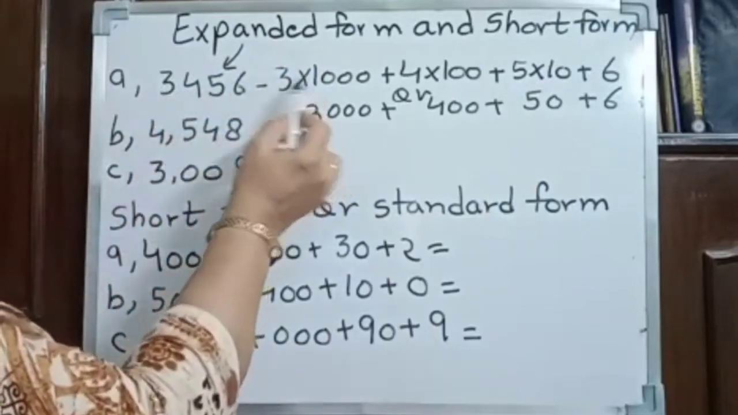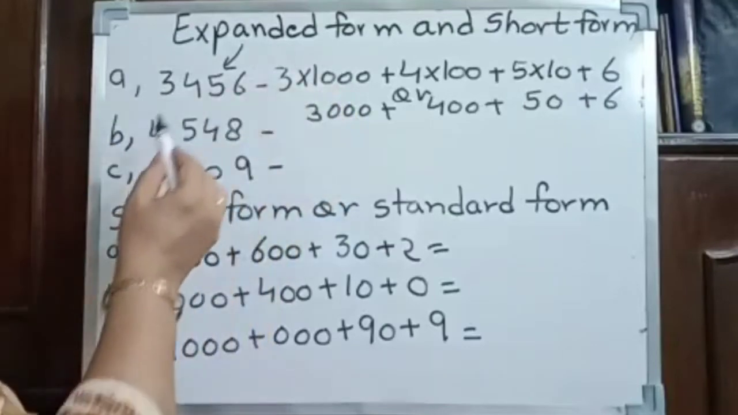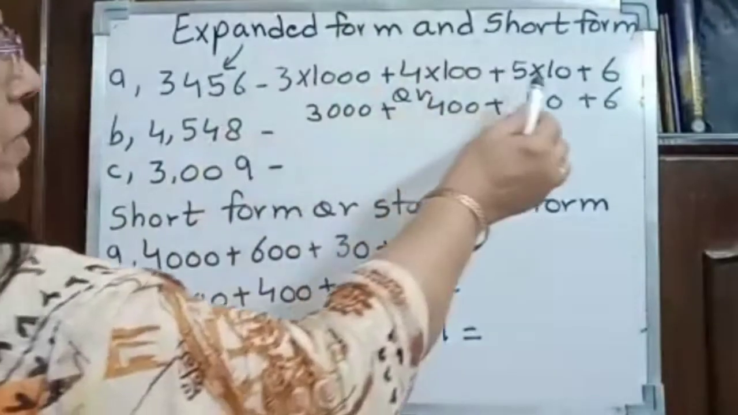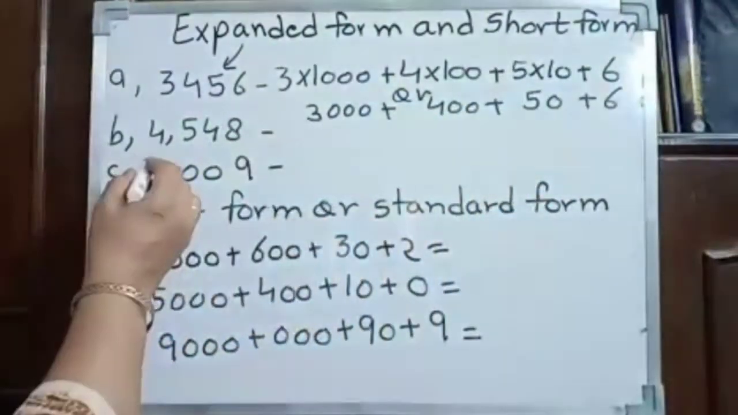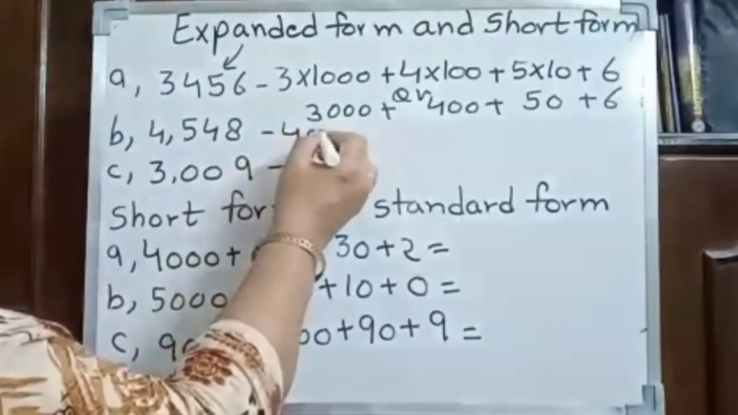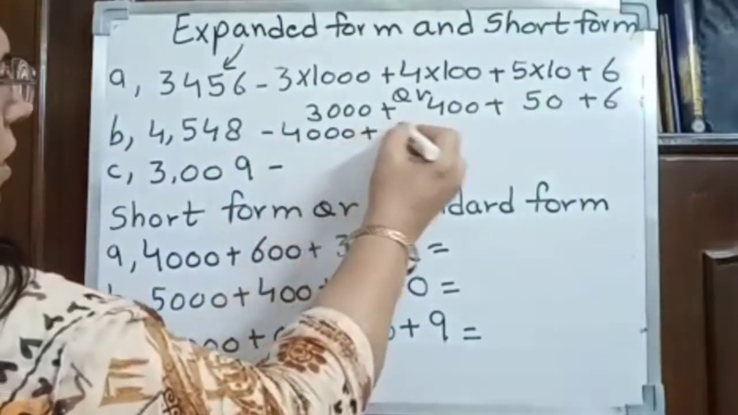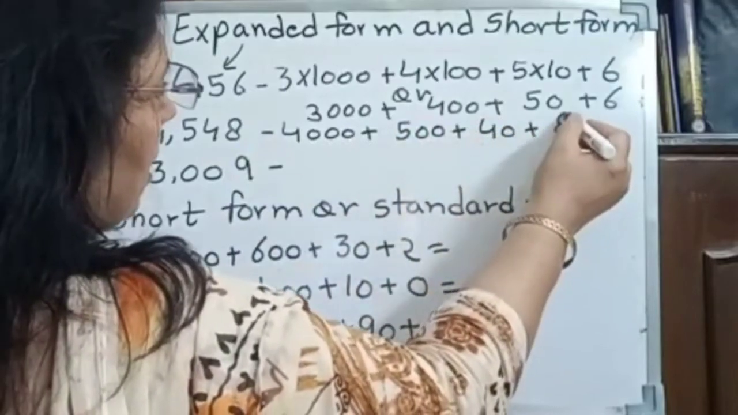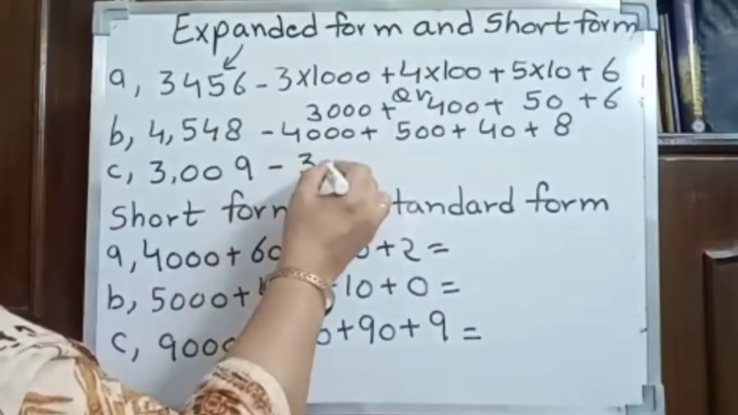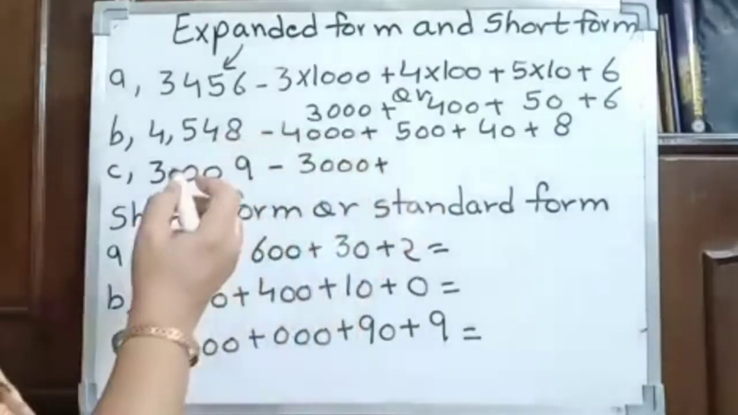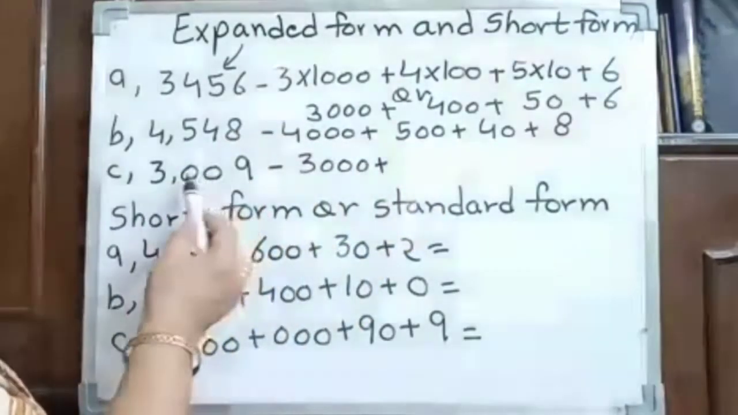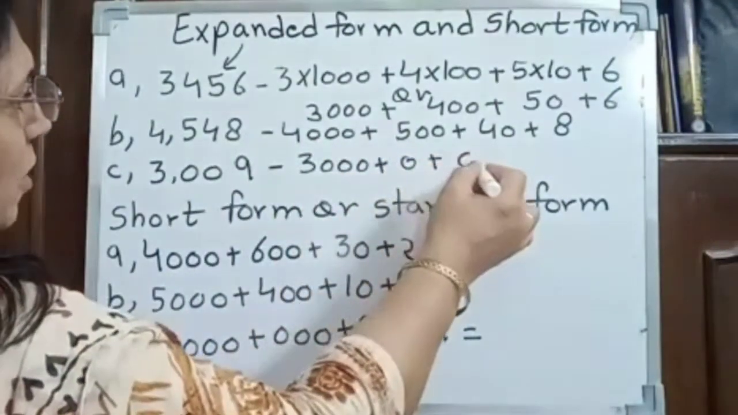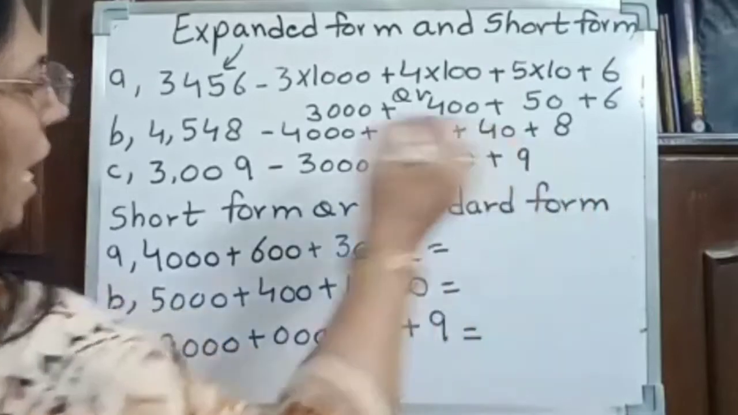After 3 we have 3 digits, so 3 into 1000. After 4 we have 2 digits, 4 into 100. Then after 5 we have 1, 5 is in the tens place. Now again 4000, it is very easy for you now, plus 500 plus 40 plus 8. Again 3000 plus, now look here, ones, tens, 100. We have nothing in the 100 place, 0, plus tens place 0, plus 9.